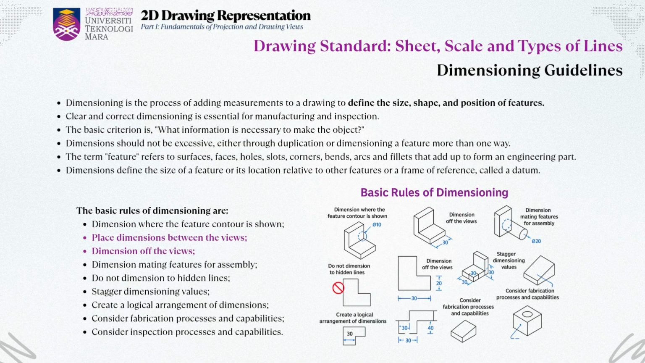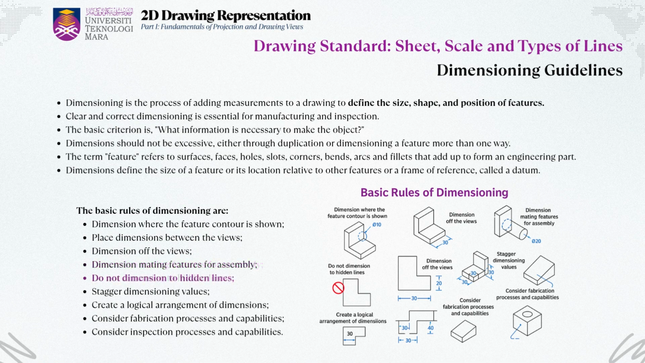Next, try to keep your dimensions between the views whenever possible. This keeps the drawing neat and prevents overlapping or crowding the main object. However, if there's not enough space between the views, you can place the dimensions outside, just make sure they're still close enough to be clear and not confusing. Now, if your part is going to be joined with another, like using bolts or screws, it's essential to properly dimension the mating features. These are areas where alignment matters, so accurate dimensions help ensure a perfect fit during assembly.